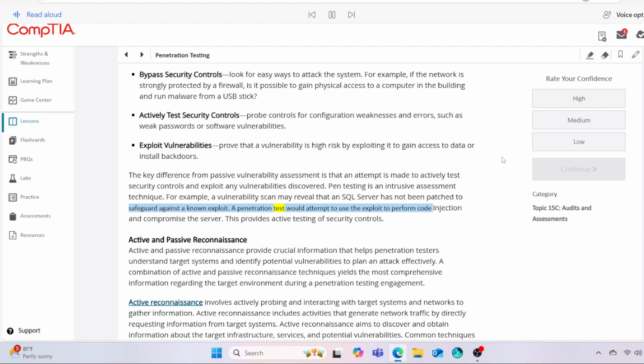A penetration test would attempt to use the exploit to perform code injection and compromise the server. This provides active testing of security controls.